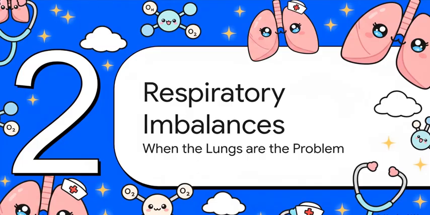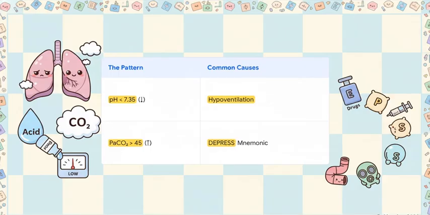Okay, now that we have the basics down, let's start putting the puzzle pieces together. We're going to jump into our first set of imbalances, the respiratory ones. These are the problems that start when the lungs are the source of the trouble. So, first up, respiratory acidosis. What's happening here? Well, the patient isn't breathing effectively. They're hypoventilating, so they're holding on to way too much CO2. And what did we say CO2 was? Our acid. So more acid means the pH drops below 7.35.